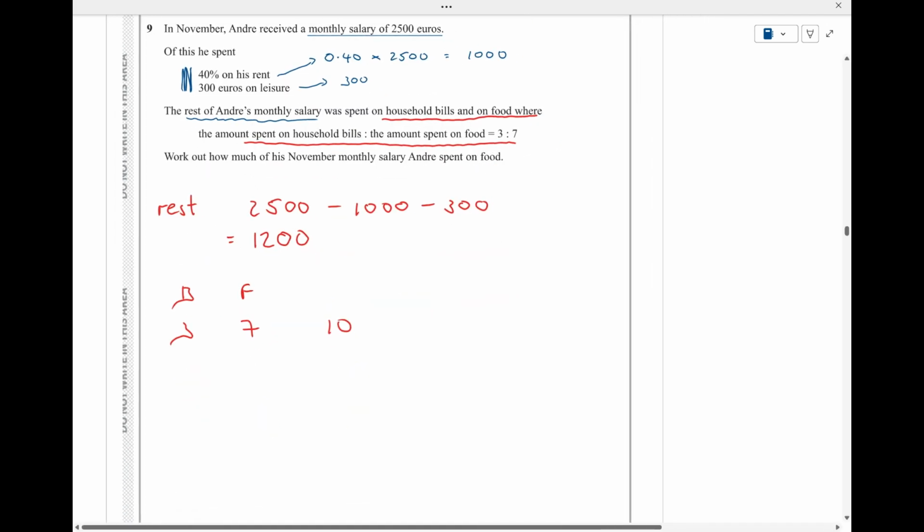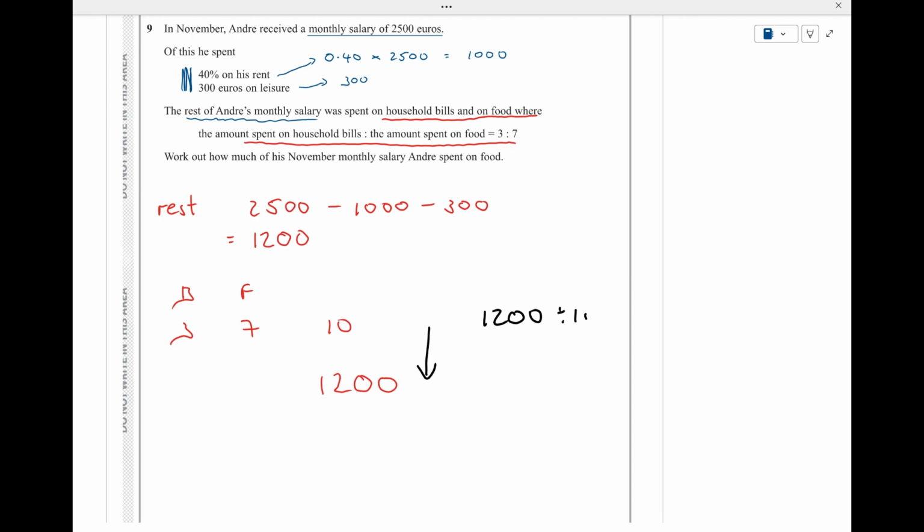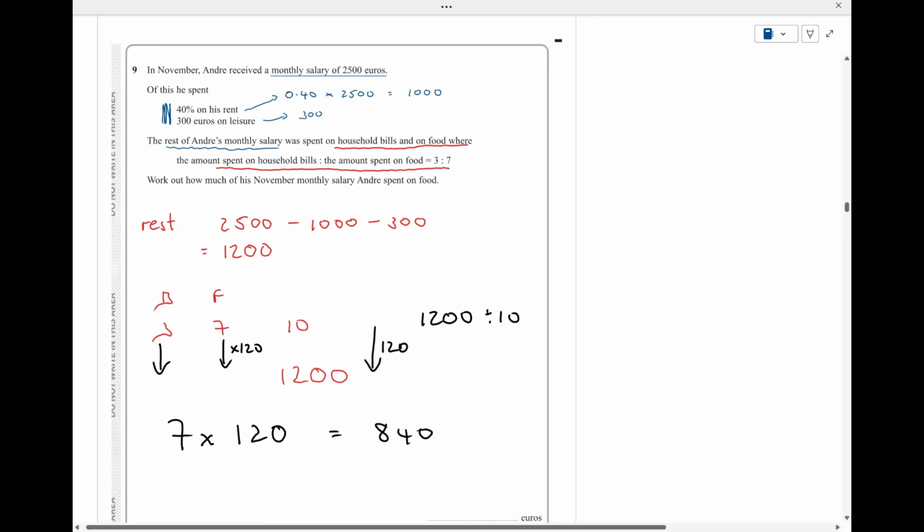Work out how much of his November monthly salary he spent on food. Well, bills and food, 3 plus 7 adds to 10, and he's not spending a total of 10 on bills and food. He's spending a total of 1,200. So what's that been multiplied by? 1,200 divided by 10. It's been multiplied by 120. So how much did he spend on food? 7 times 120 equals 840 euros spent on food. And that is number 9 done.